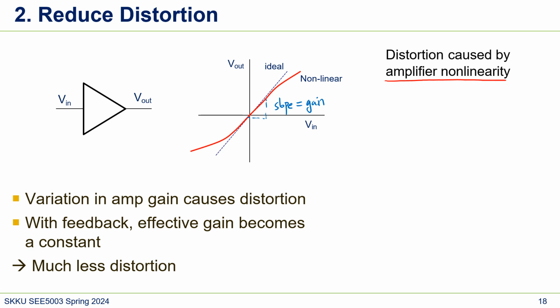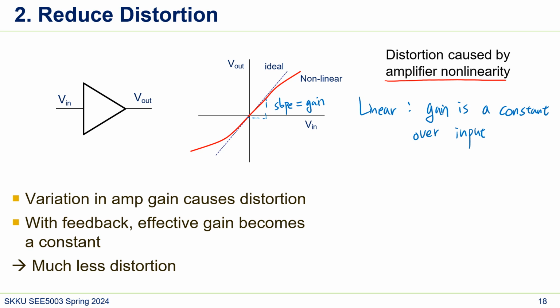But the problem of amplifiers is that they are not linear. When we say linear, that means V in and V out have a constant ratio. A linear amplifier means the gain is constant over input. But that's not true for every amplifier. Every amplifier has its own nonlinearity. But if we use a feedback system, the effective gain becomes constant, so much less distortion. Let's see what it means.